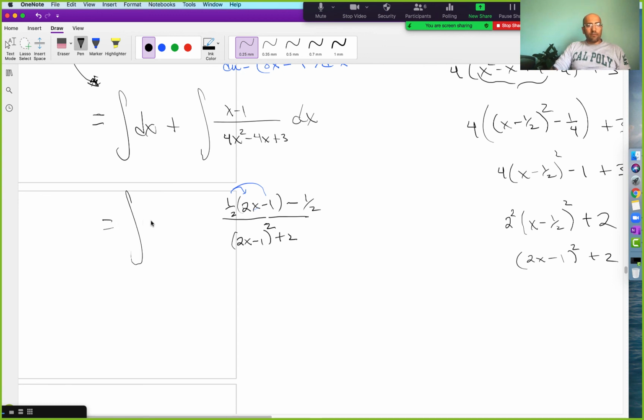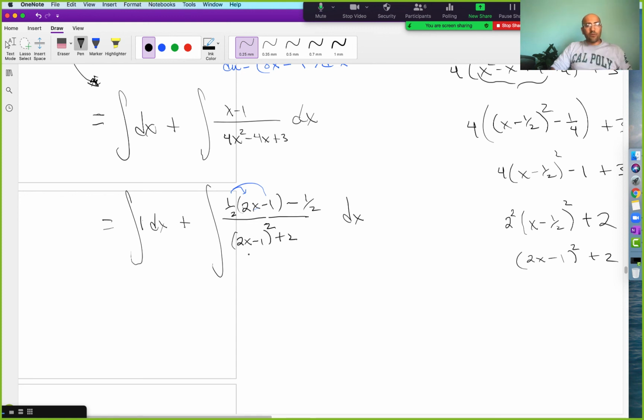Something is off. So this is going to be dx, right? So let's put a 1 there, plus integral of that, integral of that. There's something off here. Okay, that's fine, I guess. I think that's right.